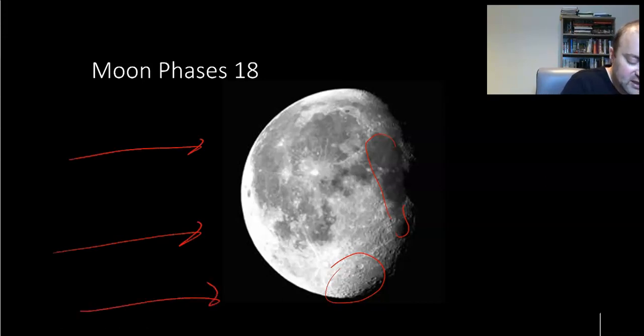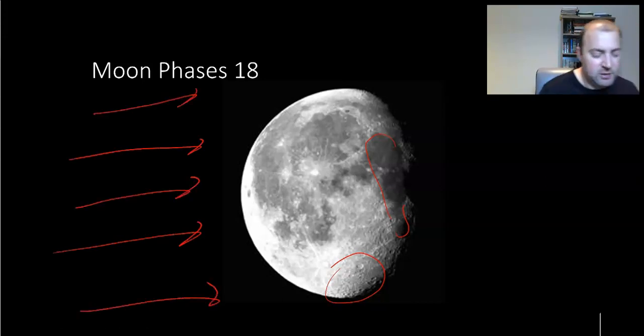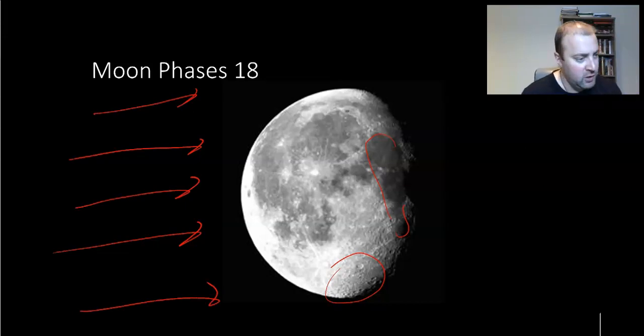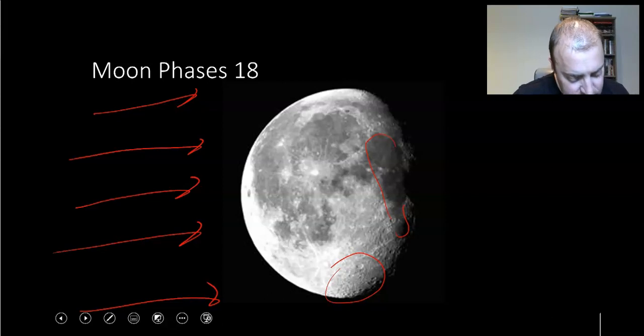Now, because it's probably still a little bit in front of the moon, but the light is definitely coming in from the left side as opposed to the right side now. Okay? All right. Let's take a look at the next one.